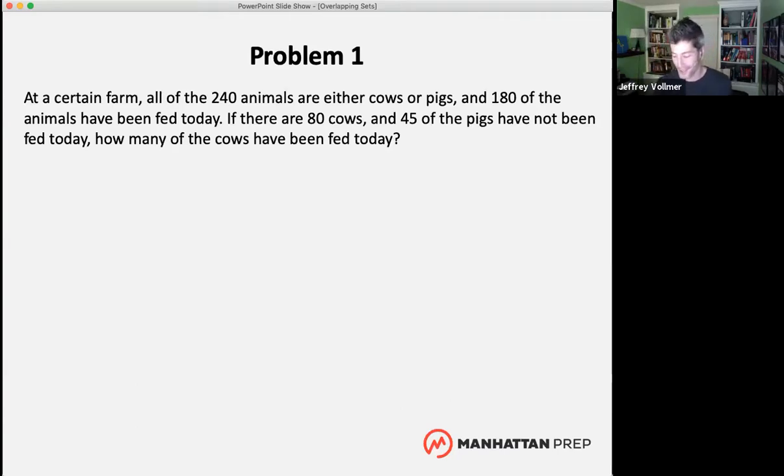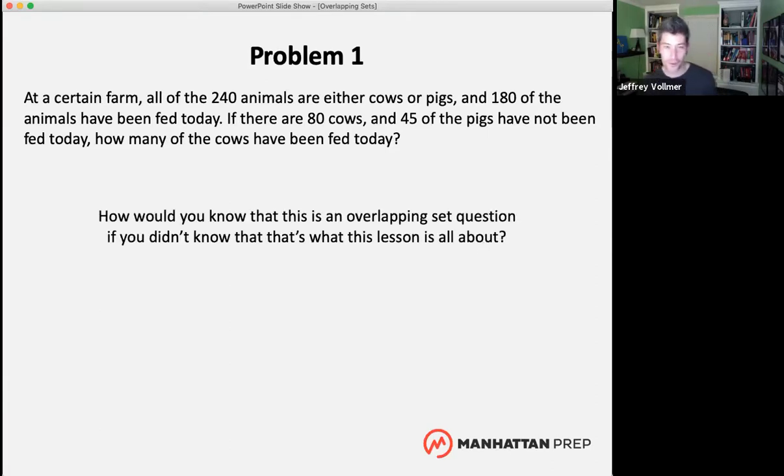Before we get into solving, let me just ask you, I know it says overlapping sets on the screen, or it did, if you can't see it now, but how would you know that that's what kind of question this is if I didn't spill the beans earlier, right? How do you know this is an overlapping set question? One of the more recent videos I did was on recognition, focused on quant. Like, how do you recognize this problem as an overlapping set problem, distinguishing it from other types of problems?